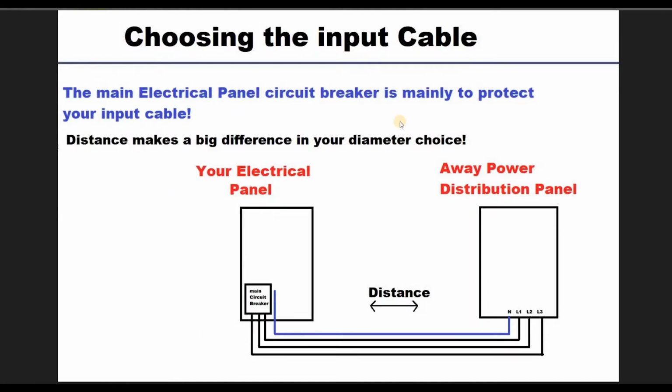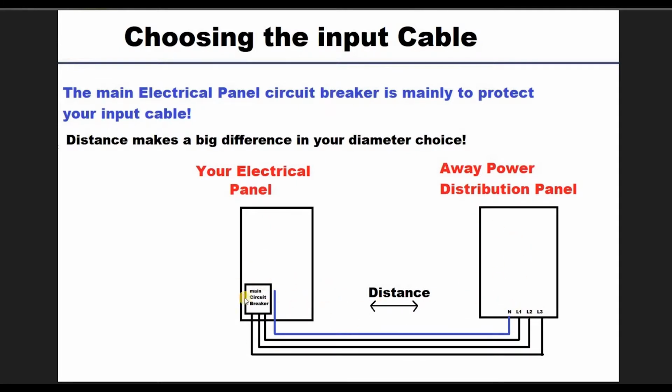Usually the main circuit breaker is here to protect our cables between the distribution panel and our electrical panel. A distribution panel is the panel that is connected to the grid and it's giving power to your control panel. Usually this one comes pre-designed from other power companies that are specialized in designing these. And you need to extend the power cables from this panel to your panel.